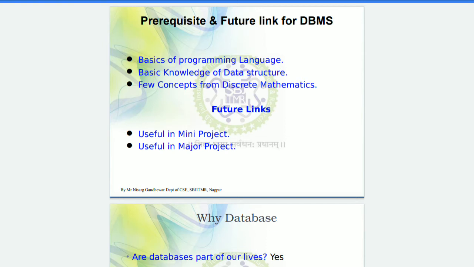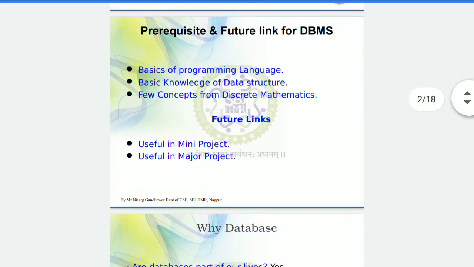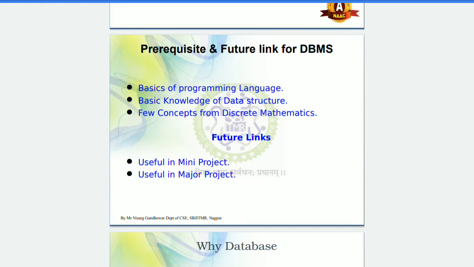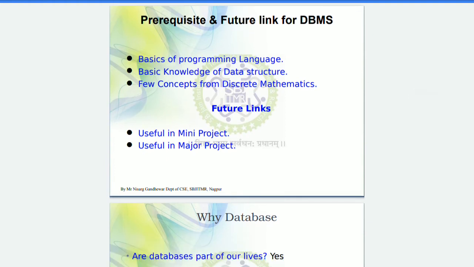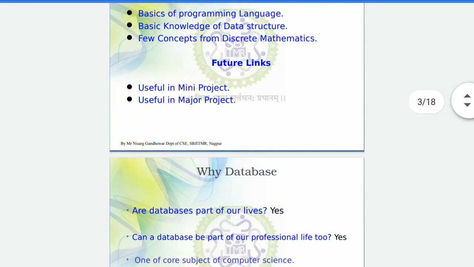In case of database, a database is where we are going to store different information as well as data. So basic knowledge of data structures is also important. You might learn in data structures the concepts of B tree and B plus tree, and those concepts are again used in the database itself. Then you should know a few concepts from discrete mathematics. From discrete mathematics you already learn about union, intersection, Cartesian product. All these operations we are going to use in the database.